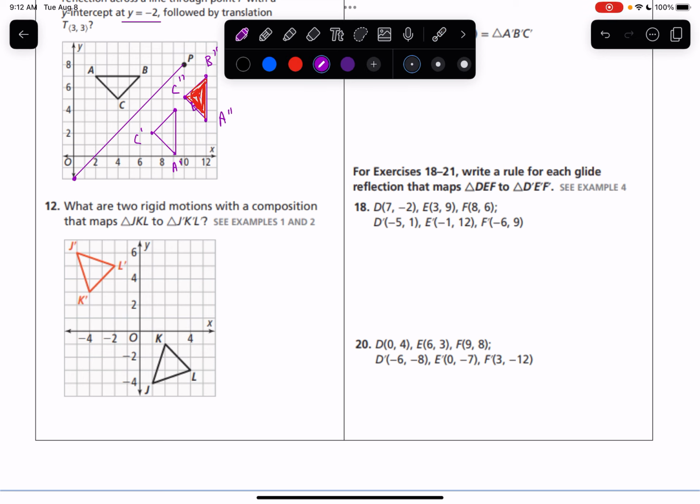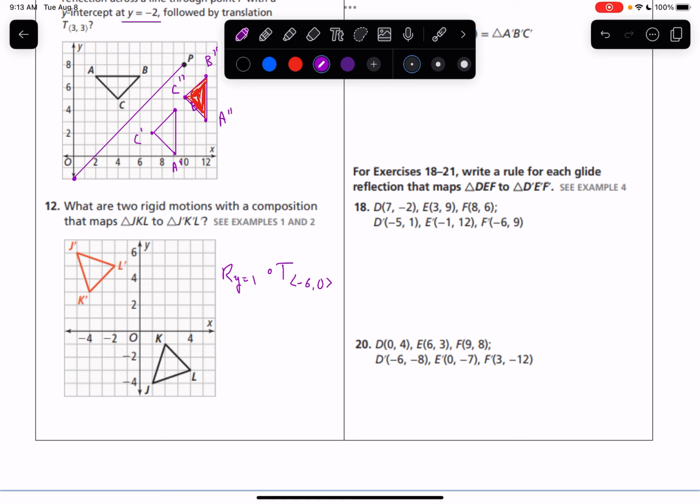So it's going to start with a translation. How far am I moving it over? I want to move it over so K lines up with K prime. So that's 1, 2, 3, 4, 5, 6. So a translation of -6 to the left and 0 up or down. And then once I move it over, I need to reflect it across a line. So if K prime is right here, the line exactly in the middle of my old point and my new point happens to be the line at y equals 1. So it's a reflection across the line y equals 1, composed with a translation of -6, 0.